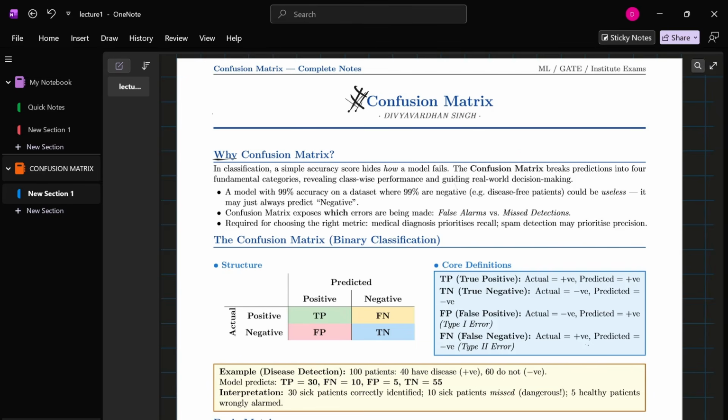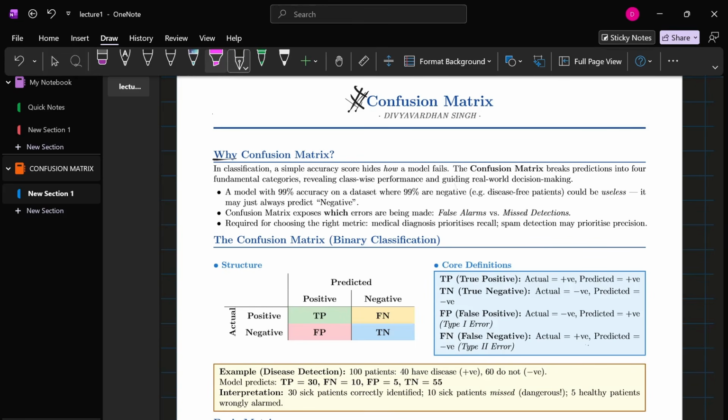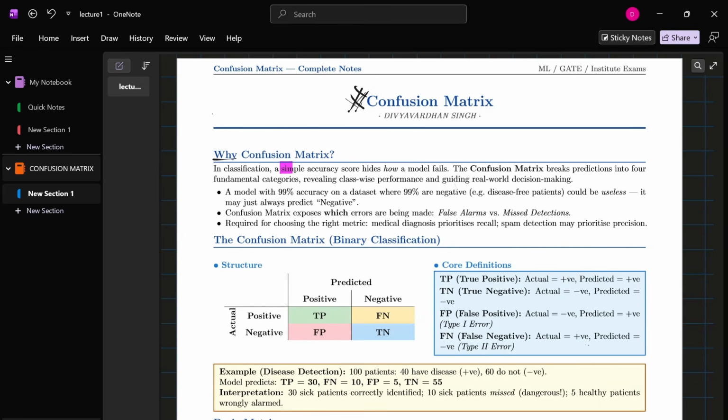First of all, why confusion matrix? Let's start with why. When we build a classifier, the first thing people look at is the accuracy. But accuracy alone can be very dangerous. Imagine a data set where 99% of the patients are healthy. A model that just says everyone is healthy gets an accuracy of 99%, but it's completely useless because it never catches a single sick patient. Exactly here the confusion matrix comes into the story.